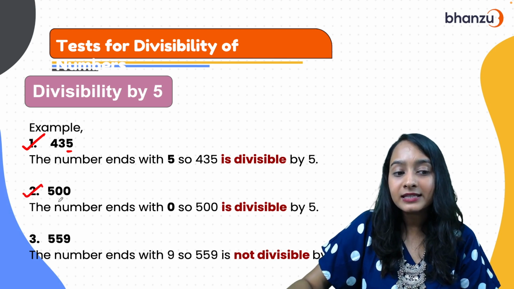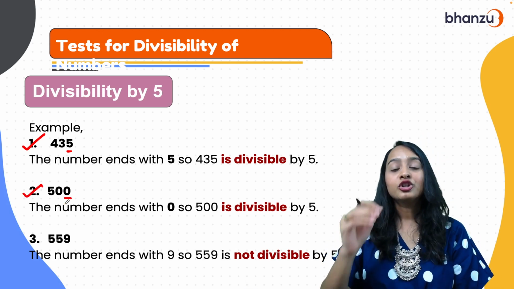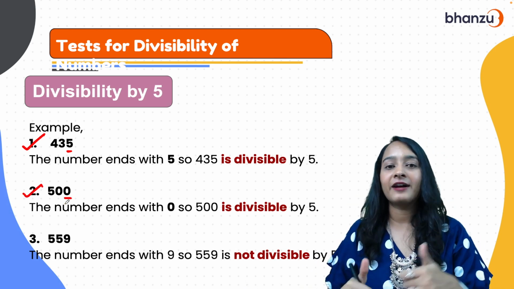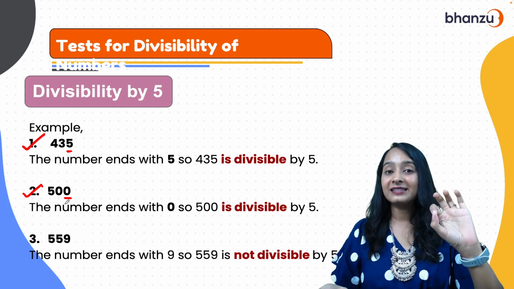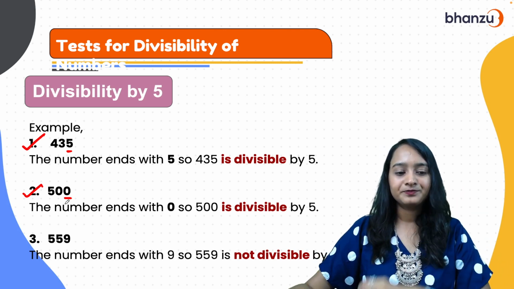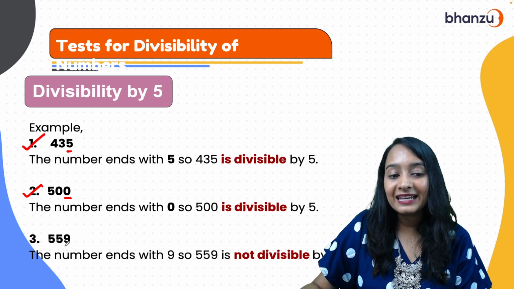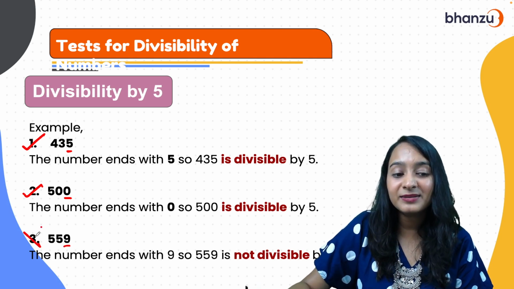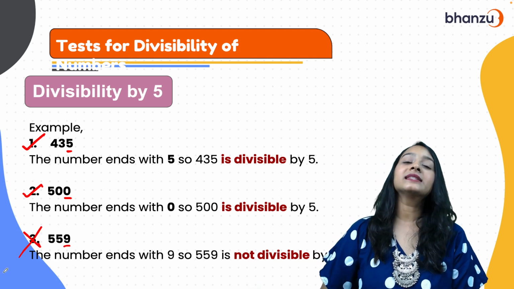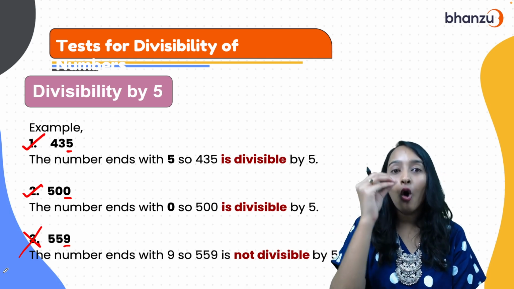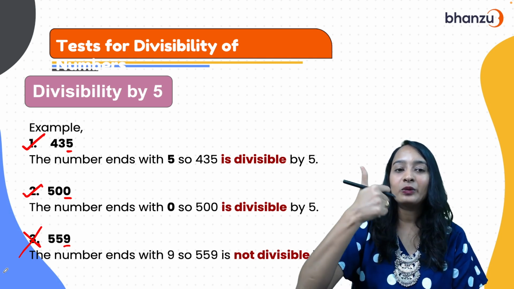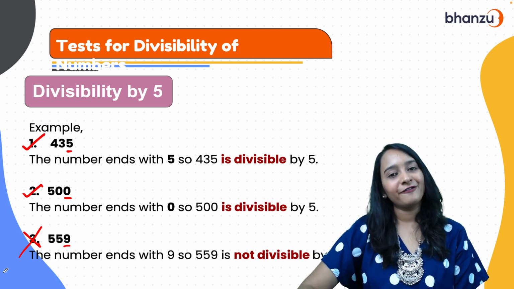Now what about this? Now it is ending with a 0. So do you think that it is divisible by 5? Of course it is, because it is ending with the number 0. Now what about here? It is ending with the number 9. Do you think it is divisible by 5? No. Because the number is divisible by 5 only if it is ending with a 0 or with 5.